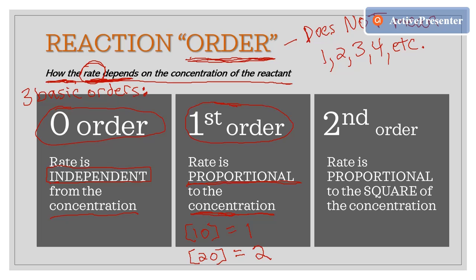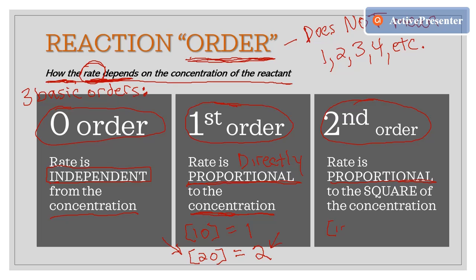So see, the rate is affected. It goes up as the concentration goes up. So it's directly proportional to the concentration. Then we have the second order. And the second order is like the first order. The rate is proportional to the concentration.